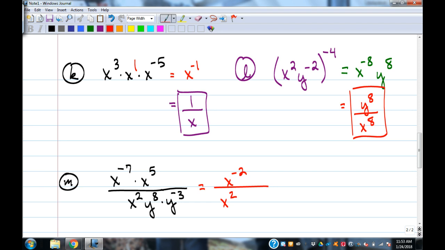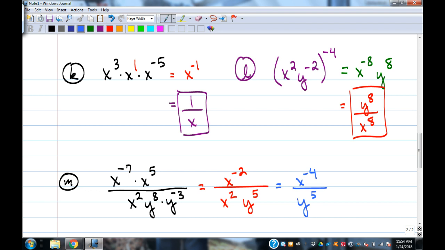But what happens with the y's? 8 plus negative 3 would give me y to the 5th. So you're adding because they're multiplying together. All right, so we've done the multiplication property with exponents. What's left to do here? So can't move it yet because we've got another property we need. We can do the subtraction property because these got the same base. So we're going to do negative 2 minus 2, which is negative 4. So we really end up with x to the negative 4 over y to the 5th.